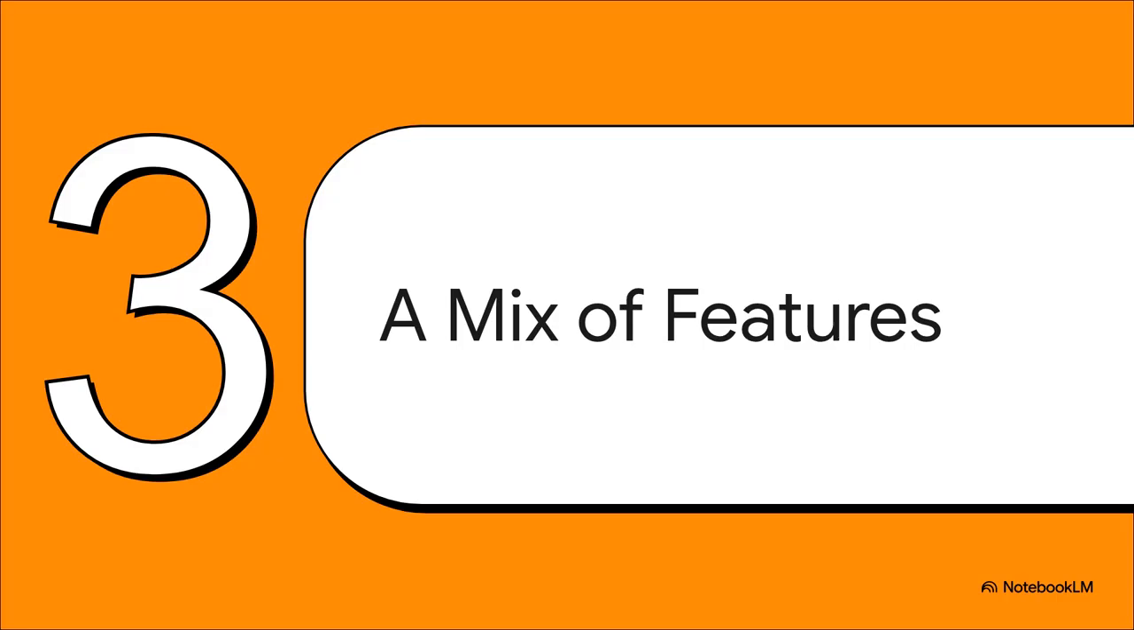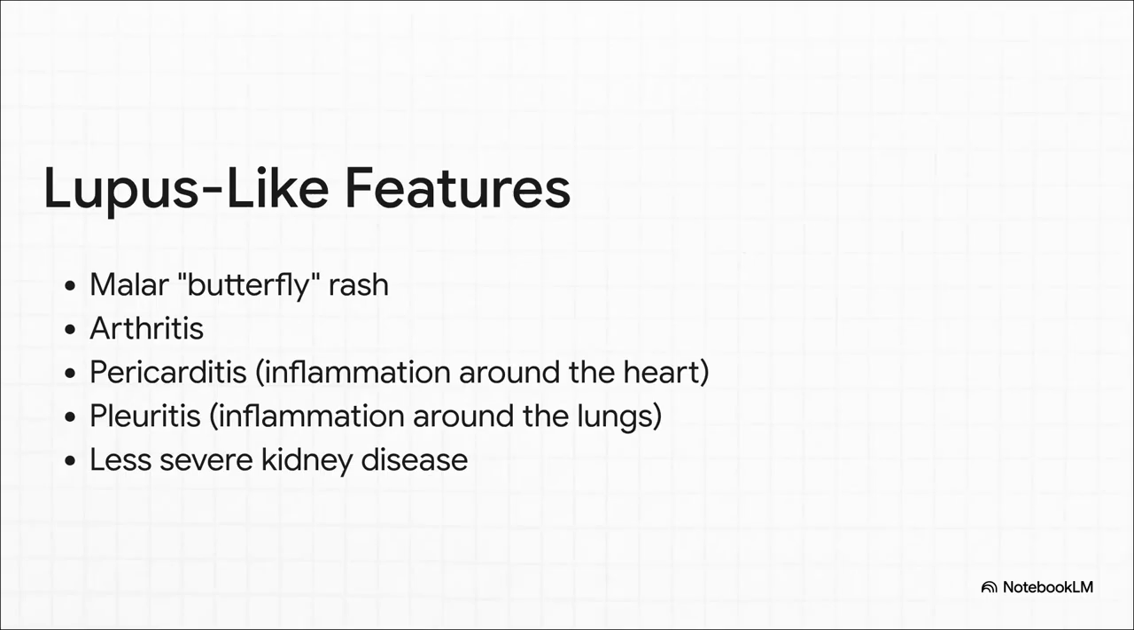Okay, so we found our key clue. Now let's break down the different pieces of this mosaic. What does this mix of features actually look and feel like for a patient? Let's start with the things that look like lupus. You see some of the classics here: that butterfly rash across the face, arthritis, and inflammation around the lining of the heart and lungs. But here's a really important distinction. While people with MCTD can get kidney disease, it's usually much less severe than what you might see in someone with full-blown lupus. And that's a critical piece of the puzzle for a patient's long-term outlook.